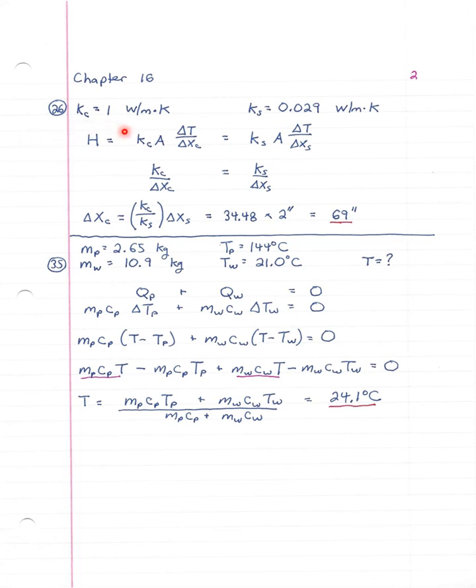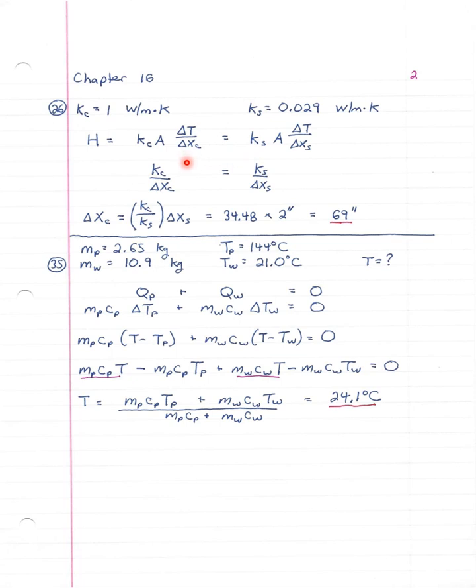So we're looking at, for concrete, the thermal conductivity. That's K sub C, as I've written it, is 1 watt per meter Kelvin. For styrofoam, it's 0.029 watts per meter Kelvin. We have this formula, and we're looking at a hypothetical situation where we're comparing the heat loss through the styrofoam, which is what we are recommending to the homeowner, and seeing what would happen if it were just concrete walls instead, assuming that the heat loss is constant. We're looking for the thickness of the concrete walls. So the two H's are going to be the same.